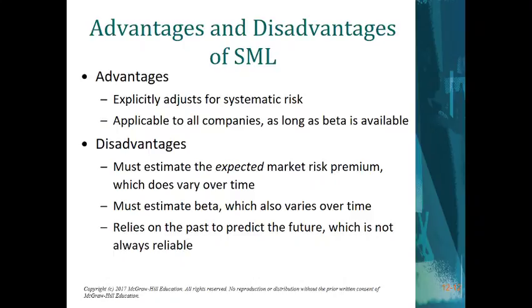As far as the expected market risk premium, depending on what book you look at, it's anywhere from 3 to 6%. This book uses 7%. So it just kind of depends on what you're looking at.